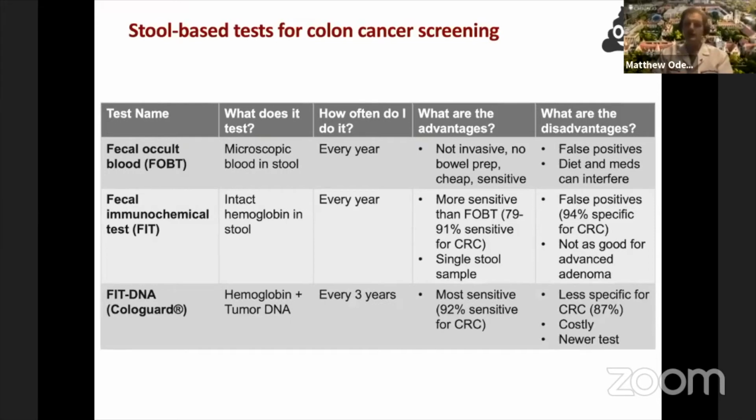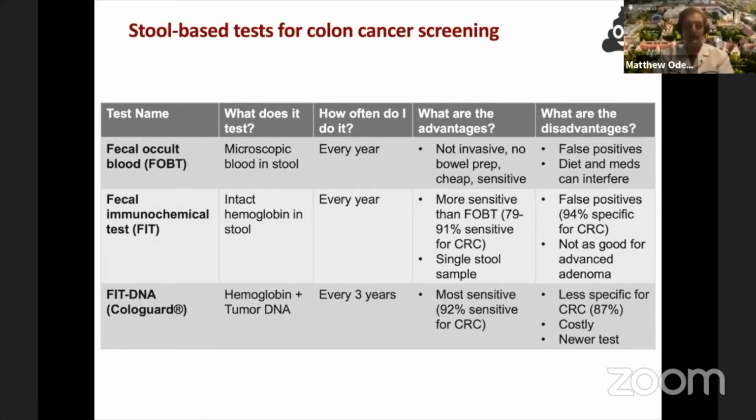Really, the new kid on the block for non-invasive stool-based tests is something called FIT DNA. And the brand name for this that you've probably seen ads for on TV is Cologuard. What this tests is the same thing as FIT testing, so hemoglobin in the stool, but it also combines that with a tumor DNA test. And if this is negative, this should be done every 3 years according to the guidelines as they stand right now.